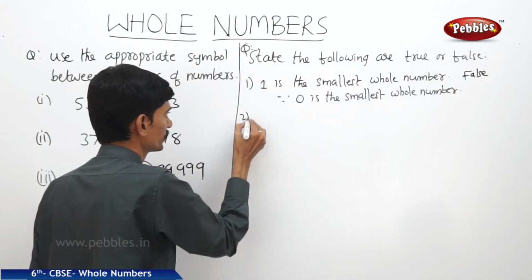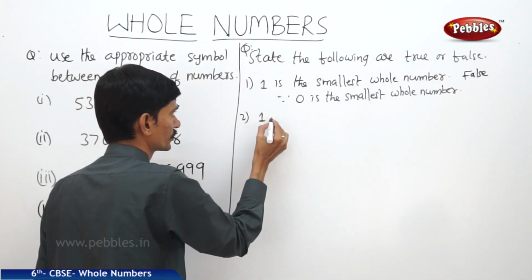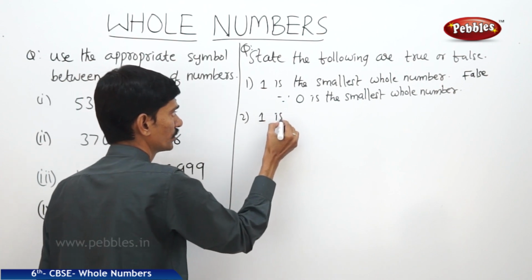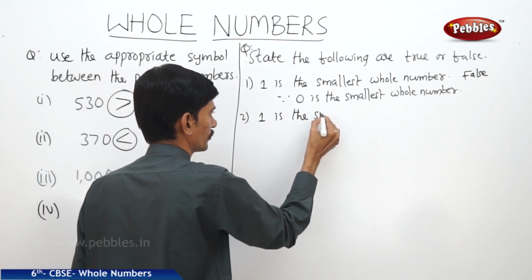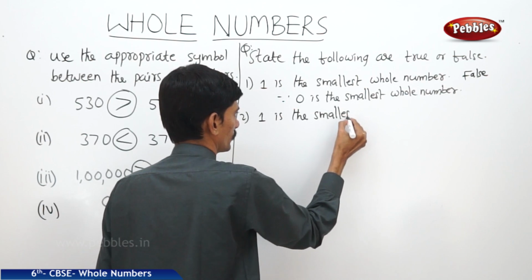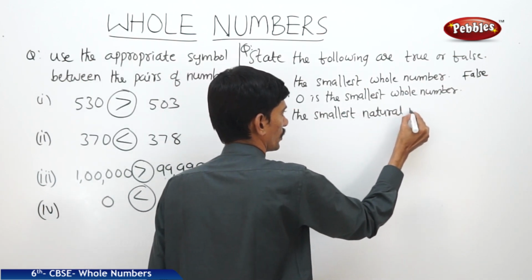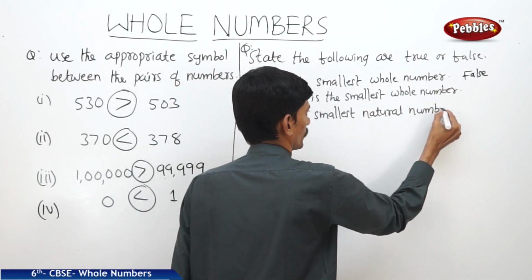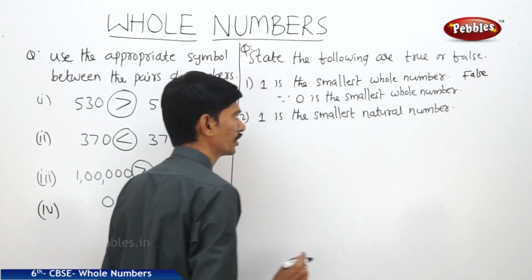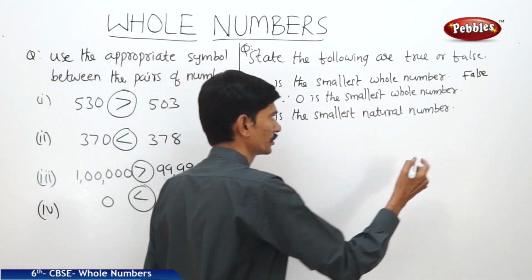In the second statement, 1 is the smallest natural number. Yes, 1 is the smallest natural number, so we can write that true.